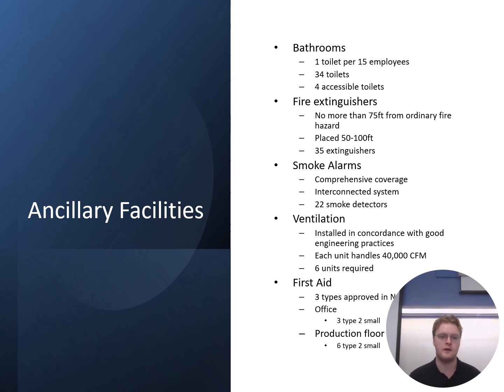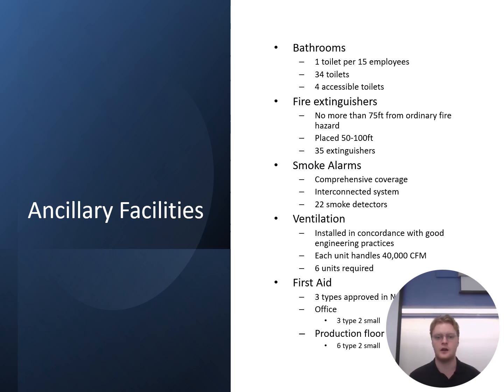Ventilation systems in Nova Scotia must be installed in concordance with good engineering practices, such as the ASHRAE Handbook and Standards or the ARJI Digest. Using the cubic feet per minute formula for airflow and assuming each unit can handle roughly 40,000 CFM, it was determined that 6 units would be required.